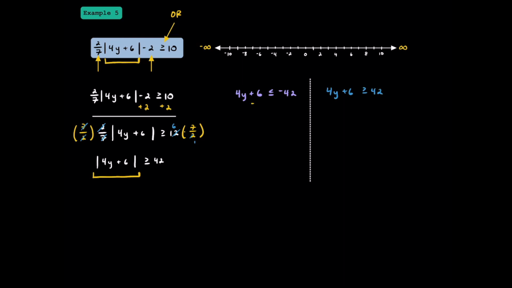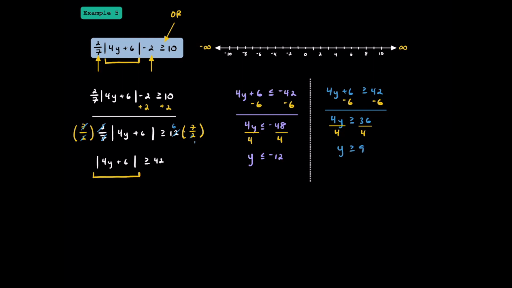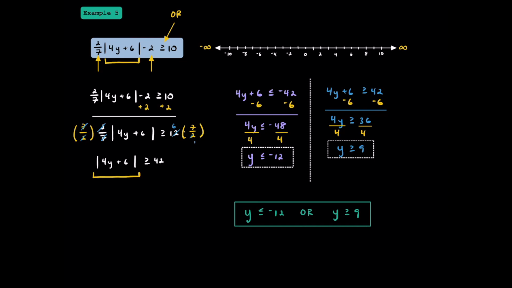To start solving on the left, we're going to subtract 6 on both sides. We'll get 4y is less than or equal to negative 48. And we'll divide both sides by positive 4 to get y is less than or equal to negative 12. To solve on the right, we'll start off by subtracting 6 on both sides. And we'll get 4y is greater than or equal to 36. And dividing both sides by positive 4, we'll get y is greater than or equal to positive 9. This represents all our possible solutions.